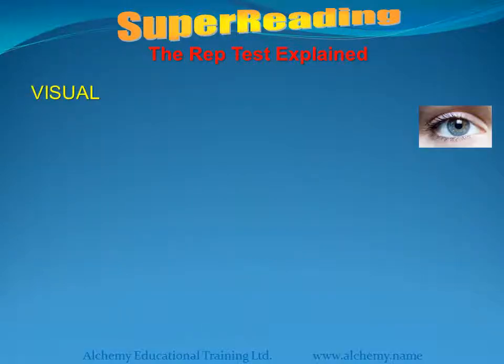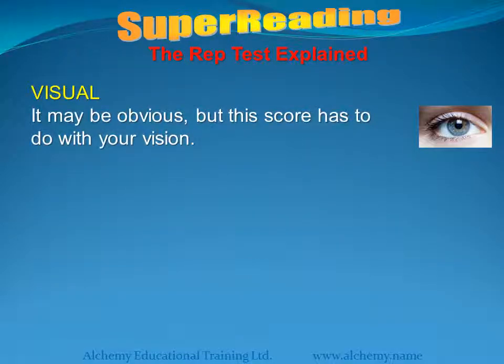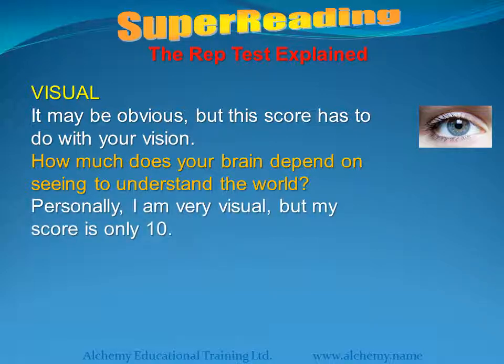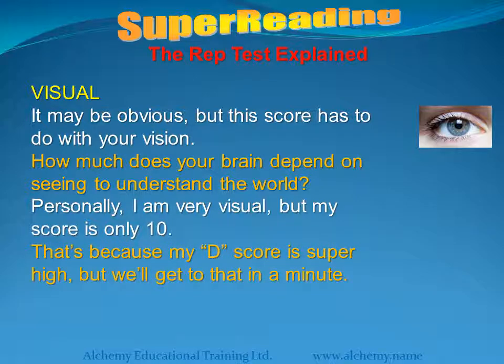Visual. It may be obvious, but this score has to do with your vision. How much does your brain depend on seeing to understand the world? Personally, I am very visual, but my score is only 10. That's because my D score is super high, but we'll get to that in a minute. 12 or higher for V is very significant.